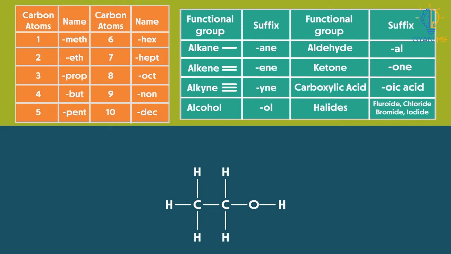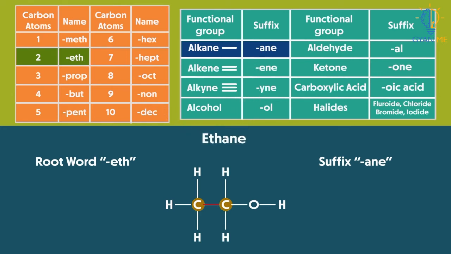Compared to our previous one, this one is easy, right? Yes, so let's name it. Which is the parent chain here? This one with 2 carbon. So the root word will be eth. Now tell me what will be the suffix. Yes, it will be "ane", as all the carbon-carbon bonds are single covalent bonds. So the name will be ethane. Is that so? No, that's not right, because there is one more functional group present here. What about it? So we need to still name it further.